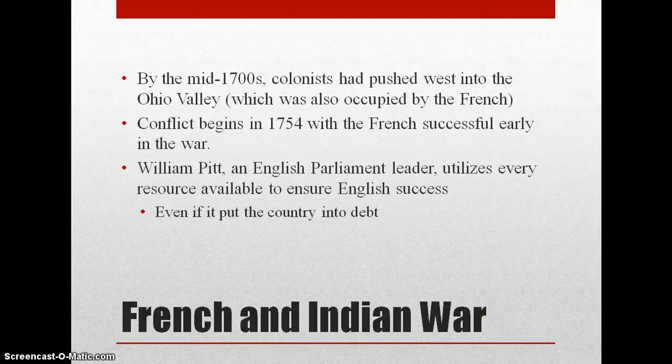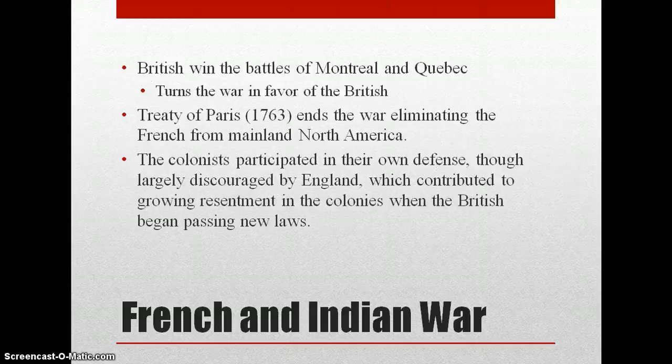By the mid-1700s, the colonists had pushed west into the Ohio Valley, which is occupied by the French as well. So your conflict begins in 1754 with the French successful very early on in the war. However, William Pitt is going to utilize every resource that he possibly can to ensure that England is successful, even though it puts the country into a tremendous amount of debt. So your British are going to win the battles of Montreal and Quebec. This turns the war in the favor of the British. The Treaty of Paris in 1763 ends the war, and that eliminates the French from the mainland in North America.